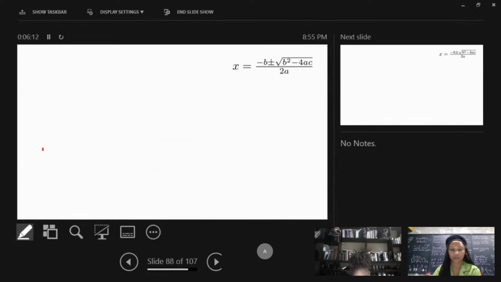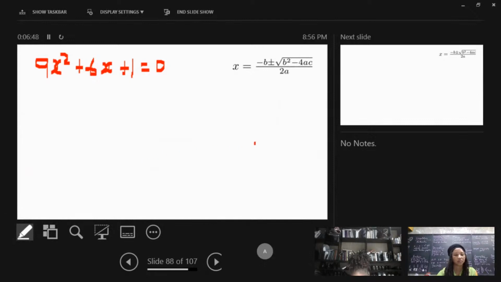Okay, Asar. 9x squared plus 6x plus 1. So first, a is equal to 9, b is equal to 6, and c is equal to 1.